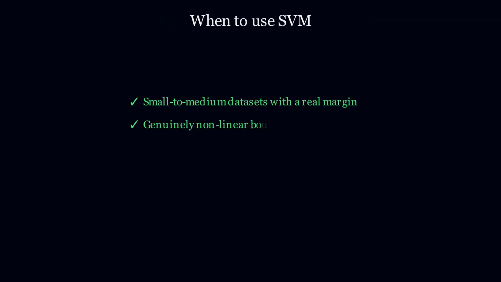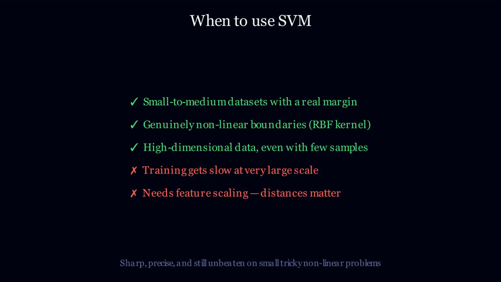SVM shines on small to medium datasets where a real margin exists to find. The kernel trick makes it genuinely powerful on nonlinear boundaries. It's less forgiving at massive scale. Training time grows fast with more data. And it needs feature scaling. Distances matter, so put every feature on the same scale. For small, tricky, nonlinear problems, it's still one of the sharpest tools available.